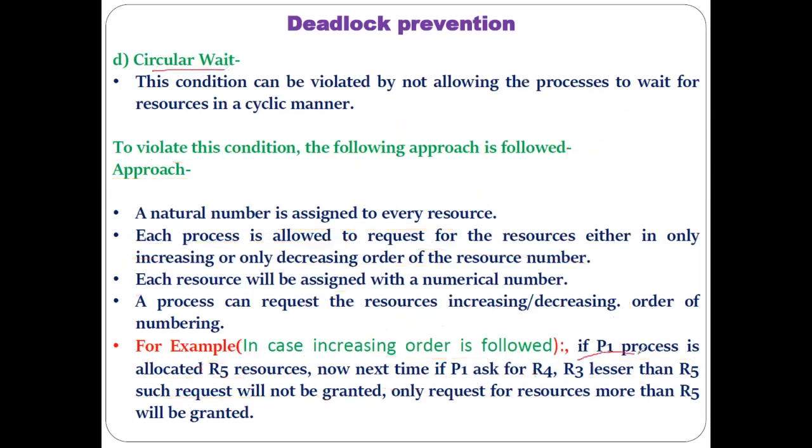So the same example I have written here. If process P1 is allocated the resource R5, now next time if P1 asks for R4 or R3, which are lesser than R5, which are in the decreasing order relative to R5, such a request will not be granted. Then which request will be granted? Only a request for resources more than R5 will be granted. So if this approach is followed, then a cycle will not be formed, and if a cycle is not formed, then definitely the circular waiting is avoided, violated, dissatisfied, and if this is dissatisfied, deadlock can be prevented. So that is the last condition because of which you can prevent the deadlock.